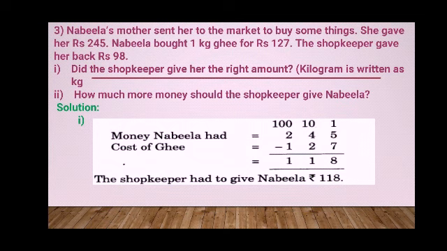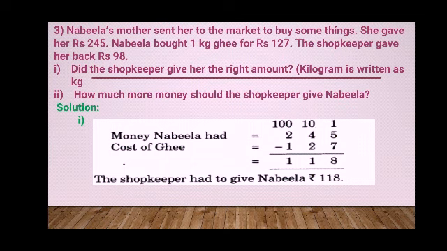Nabila bought 1 kg ghee for rupees 127. The shopkeeper gave her back rupees 98. Did the shopkeeper give her the right amount? Here kilogram is written as kg, the short form. And the second question is, how much more money should the shopkeeper give Nabila, if the shopkeeper did not give the right amount?